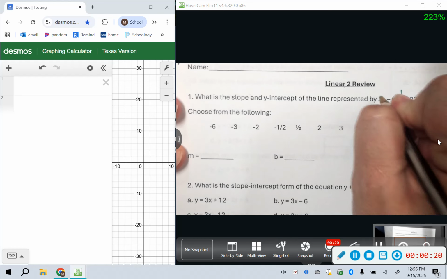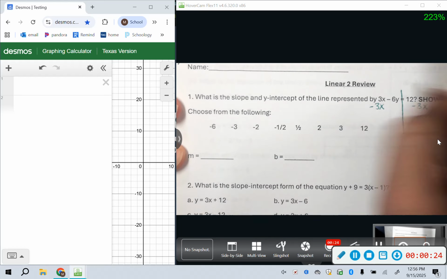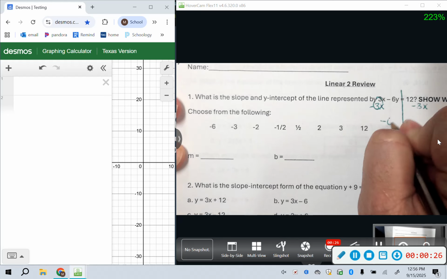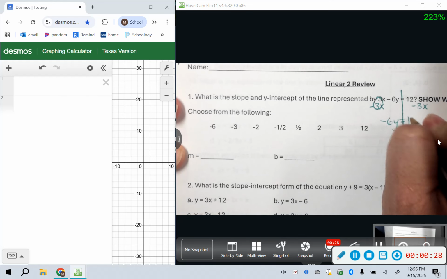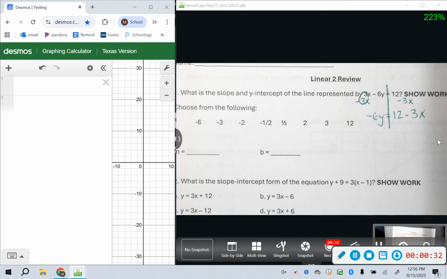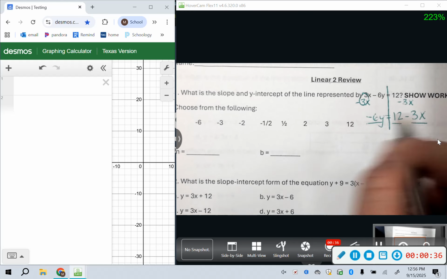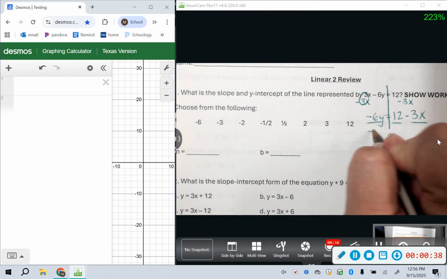So how do I move 3x? Well, we're going to do minus 3x on both sides. And that leaves me with negative 6y equals 12 minus 3x. These don't combine because they're not like terms. And then we have to divide by what's in front of our y, and we have a negative 6. Don't forget to carry down that negative.